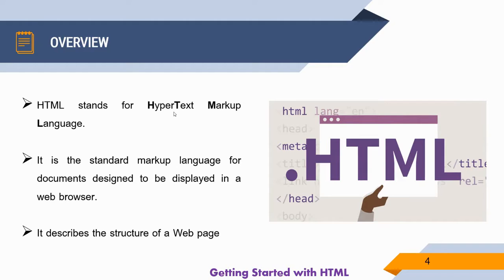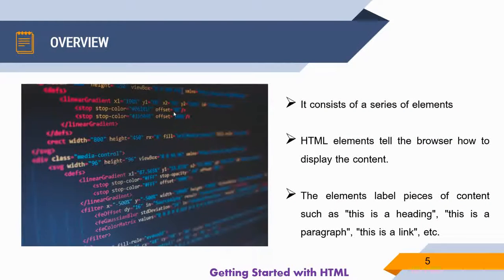So basically HTML stands for hypertext markup language. It is the standard markup language for documents designed to be displayed in a website, and it describes the structure of a web page. HTML consists of a series of elements. It's basically based on two things: we have the elements, then we have the attributes. The elements tell the browser how to display the content.